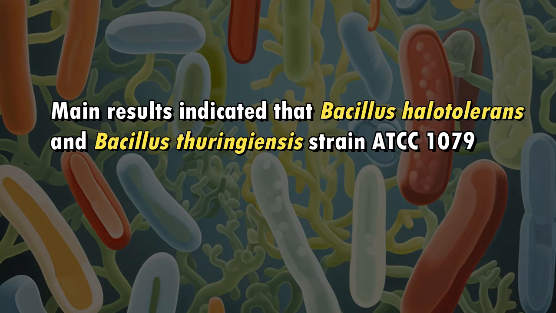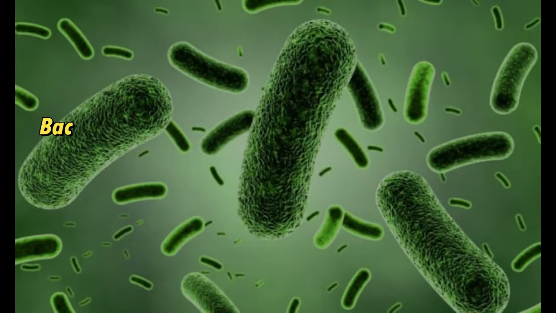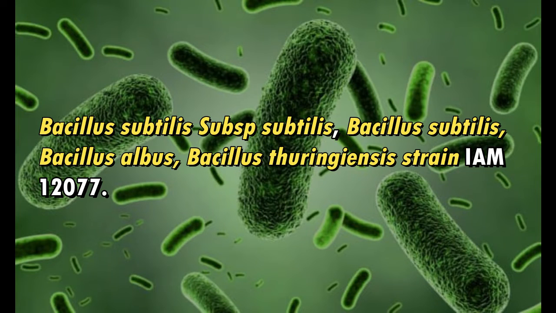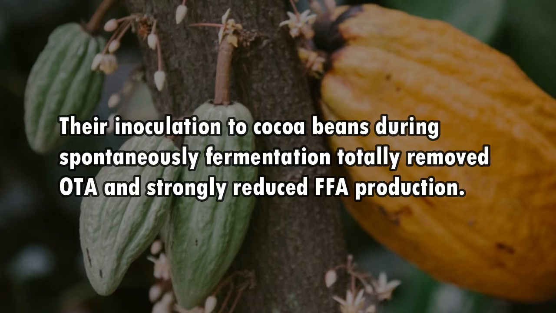Main results indicated that Bacillus halotolerans and Bacillus thuringiensis strain ATCC 10792 were more antifungal than Bacillus paramycoides, Bacillus subtilis subsp. subtilis, Bacillus subtilis, Bacillus albus, Bacillus thuringiensis strain IAM 12077. Their inoculation to cocoa beans during spontaneous fermentation totally removed OTA and strongly reduced FFA production.